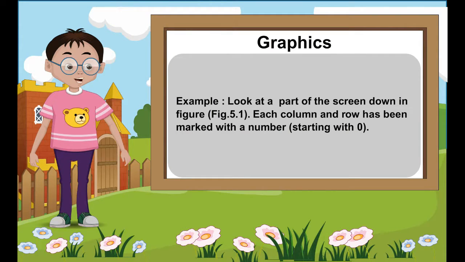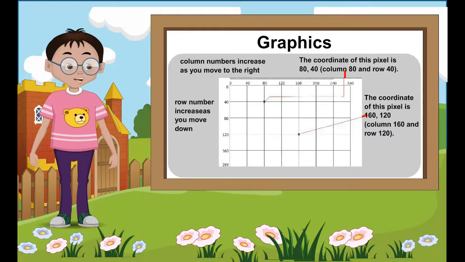Example: look at a part of a screen shown in figure 5.1. Each column and row has been marked with a number starting with 0. Column numbers increase as you move to the right. The coordinate of this pixel is 80, 40: column 80 and row 40. Row number increases as you move down. The coordinate of this pixel is 160, 120: column 160 and row 120.